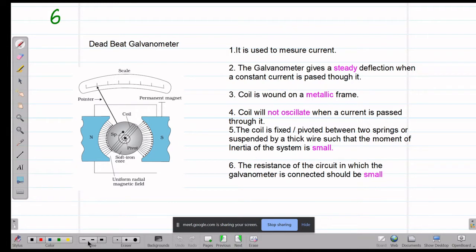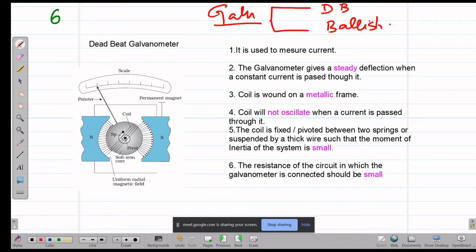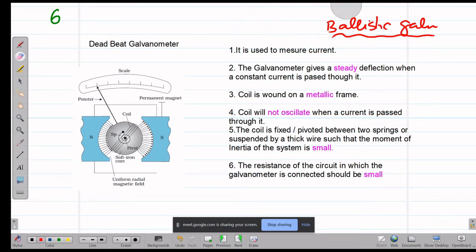I am trying to tell you that when you consider a galvanometer, there are 2 types of galvanometer. One is called the deadbeat galvanometer, the other is called the ballistic galvanometer. So today we will be discussing this ballistic galvanometer. By the way, what is a deadbeat galvanometer?